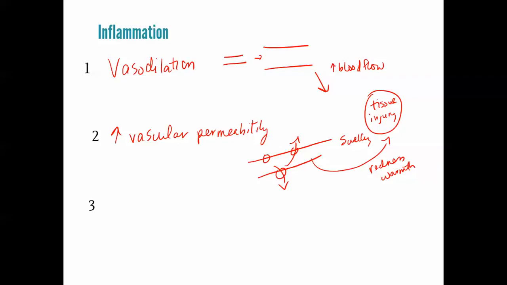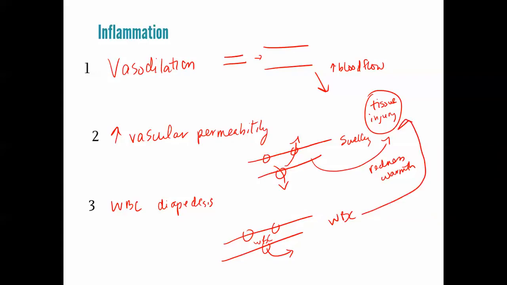A third process is what we call white blood cell diapedesis. White blood cells leave the circulation through these pores, heading, of course, to the site of tissue injury with the goal of eliminating the causative agent.